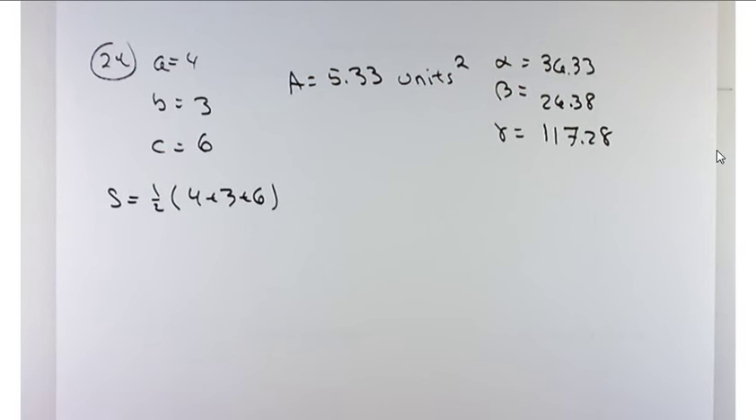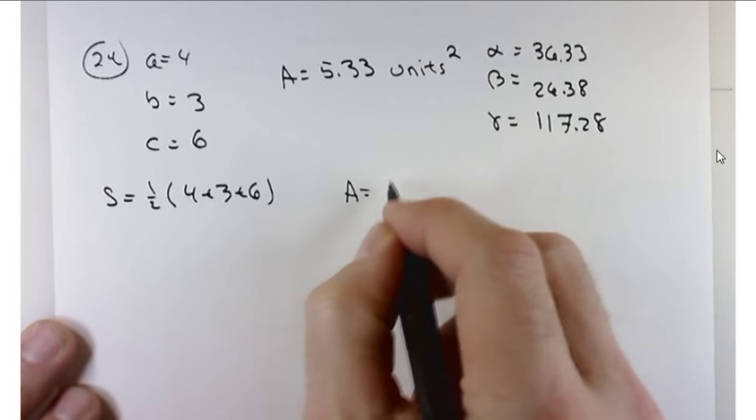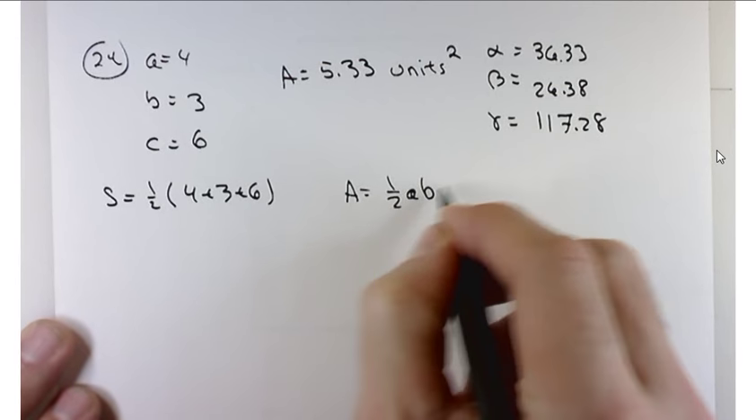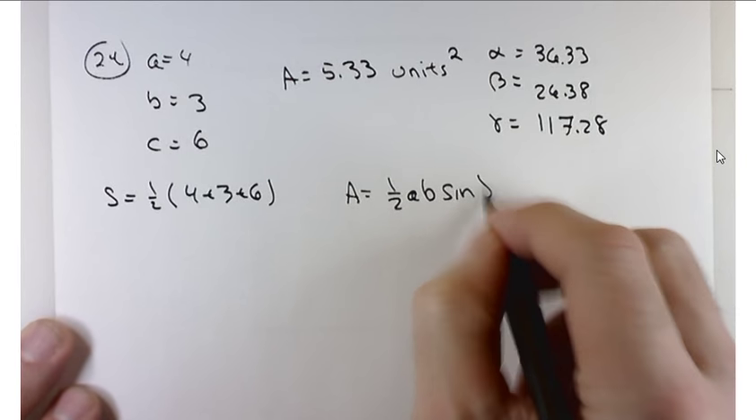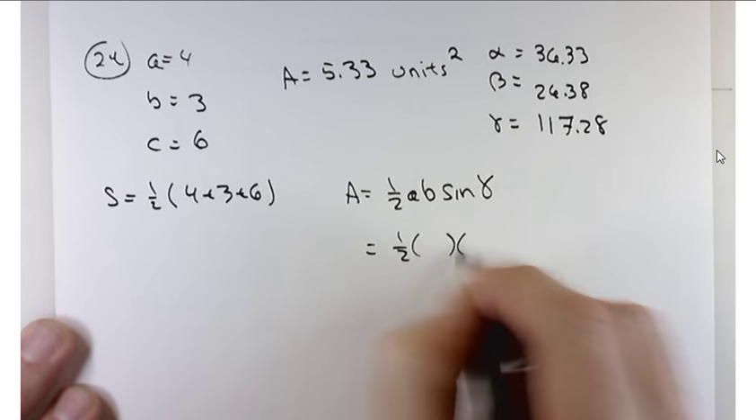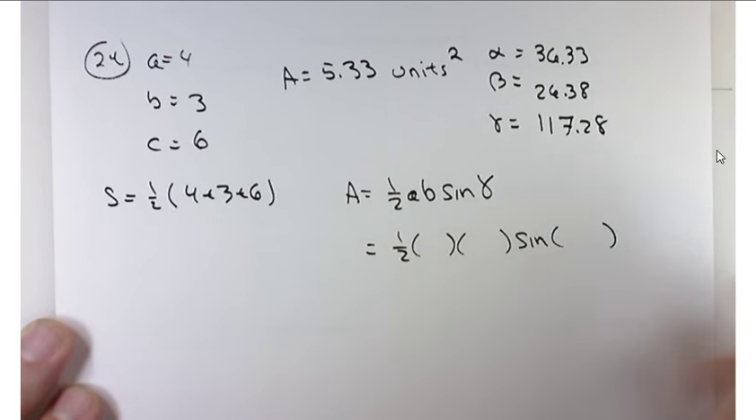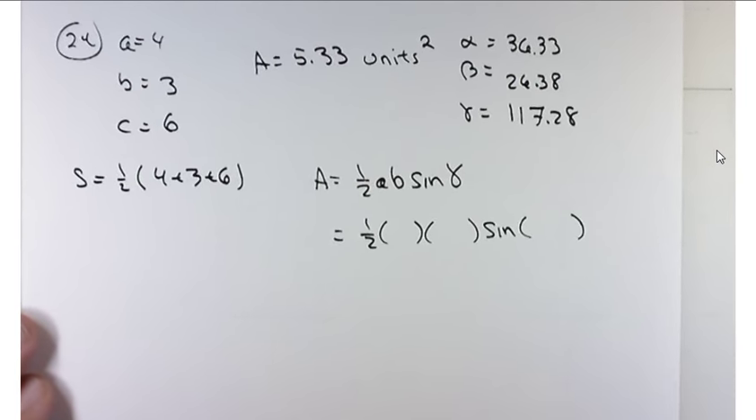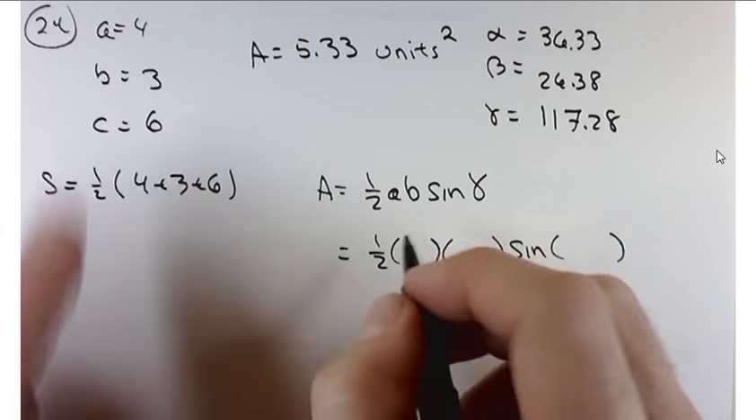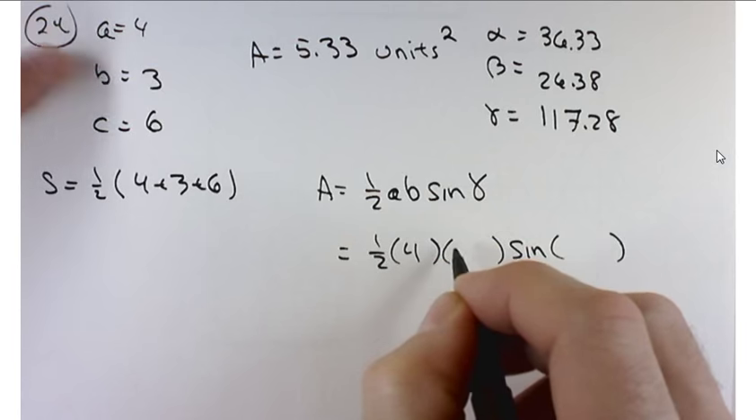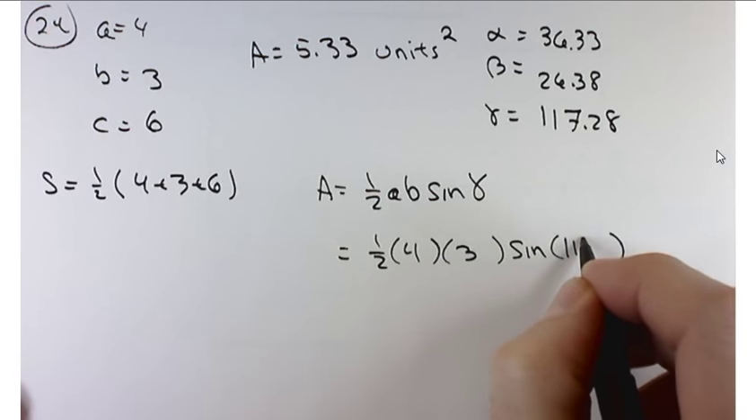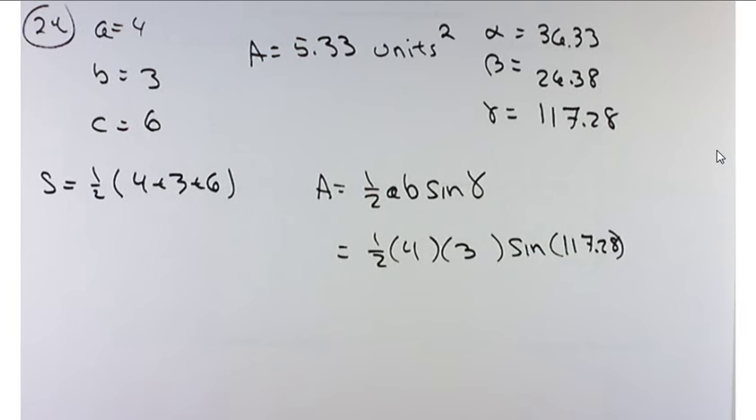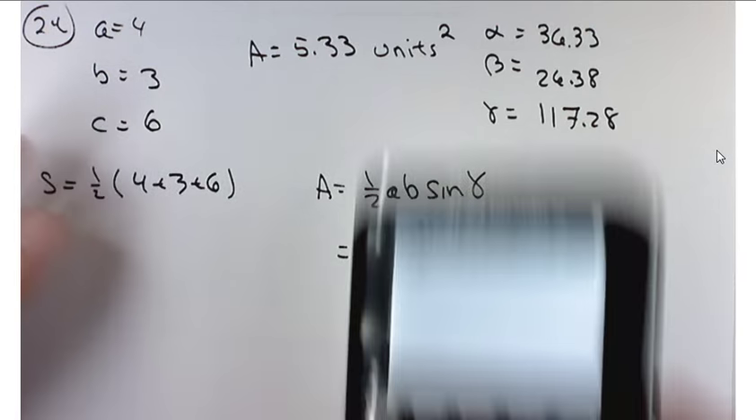Someone want to choose one for me? Which one? First one? So go in the first one. A equals 1/2 AB sine of gamma. Let's see if we get the same thing. Filling this in, it's going to be 1/2 4 times 3 times a sine of 117.28. Let's see how that looks.